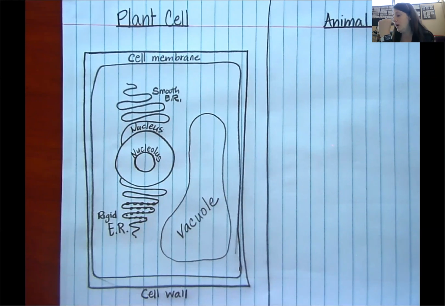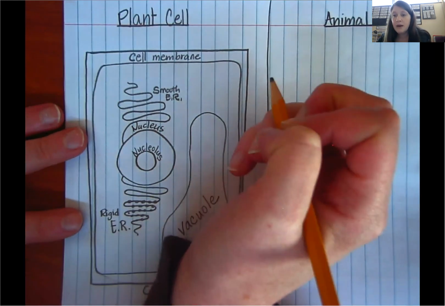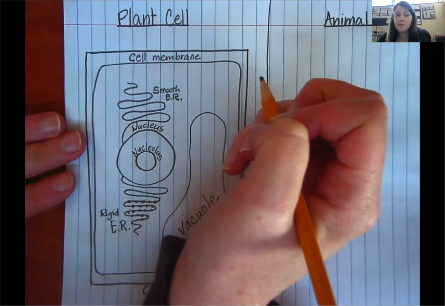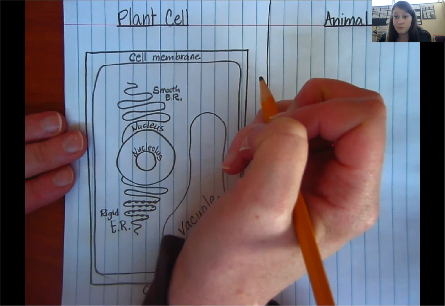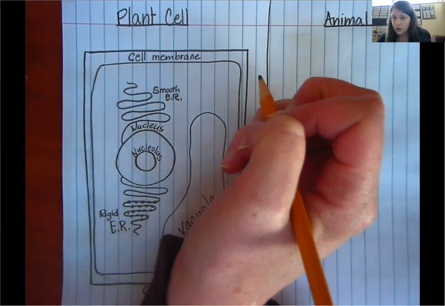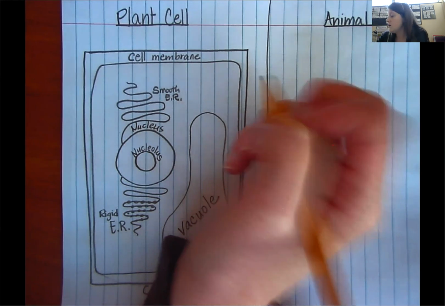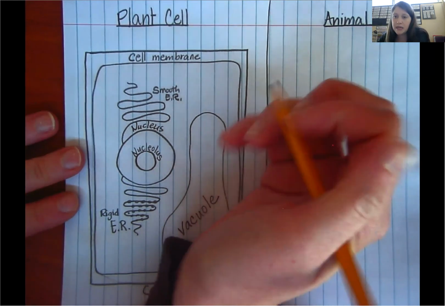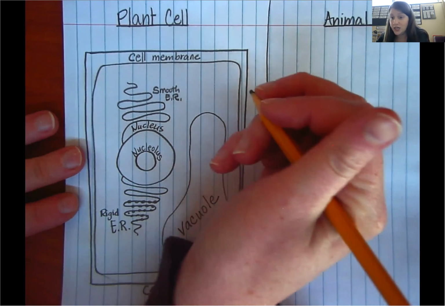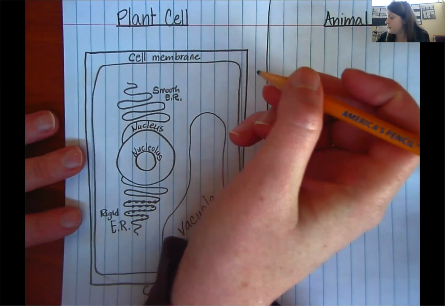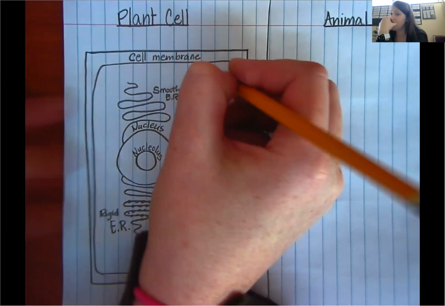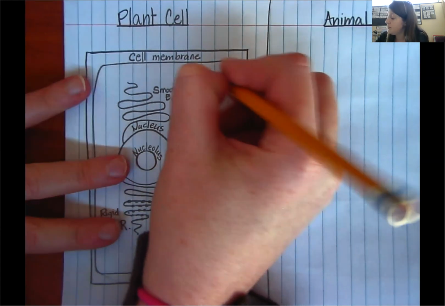The next one that I want to cover is called the mitochondria. There's many of them. I'm only going to draw two of them just to show that there's more than one, but there's many of them. They are often called the mighty mitochondria because they're responsible for energy. They create ATP, which is adenine triphosphate. It's a type of energy.